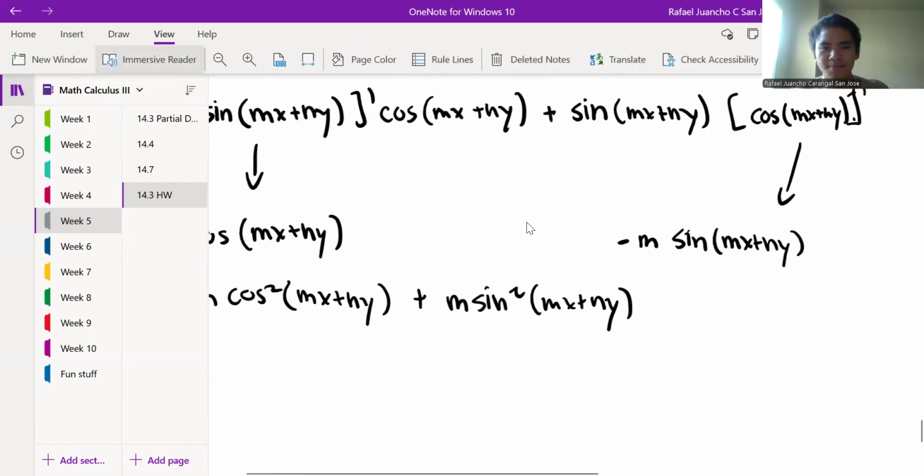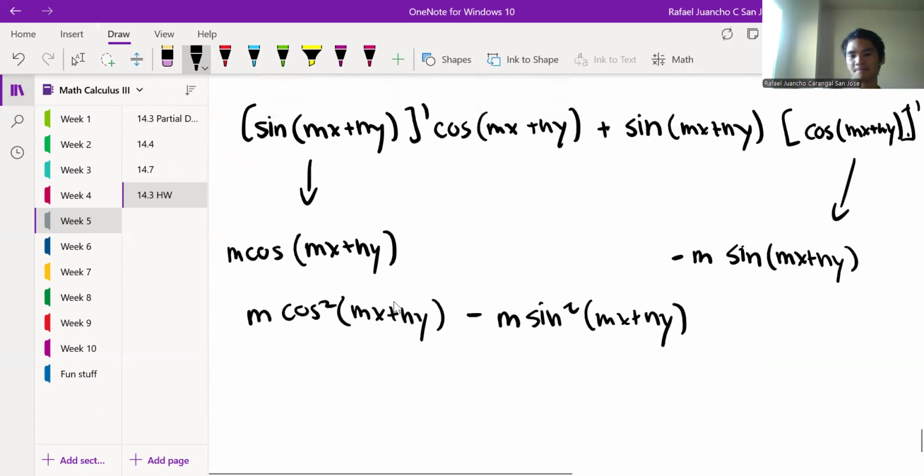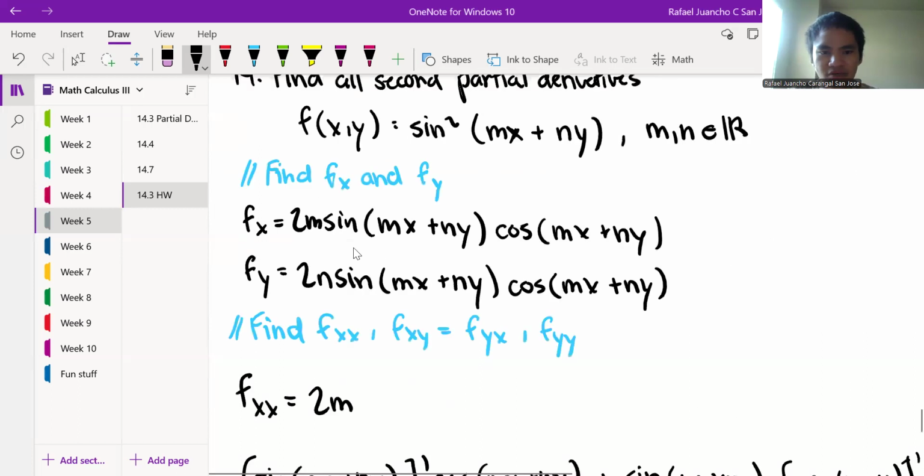So this is, yeah, this is minus m. And then I could factor it out. I get cosine squared minus sine squared. And I think it might be a trig identity. And it's not. Obviously, it's not. Let me see. How did he do it? M sine, or did I do it wrong in the first place?